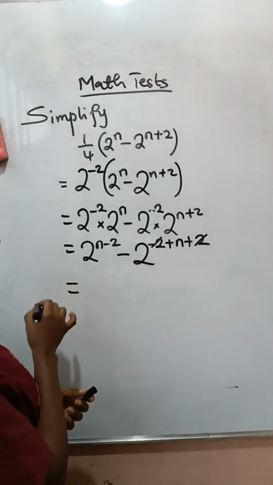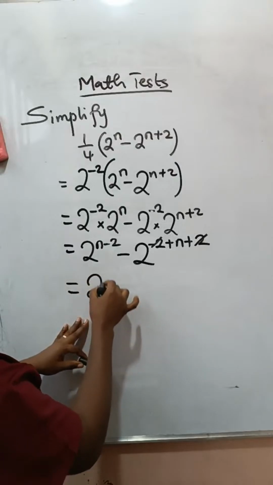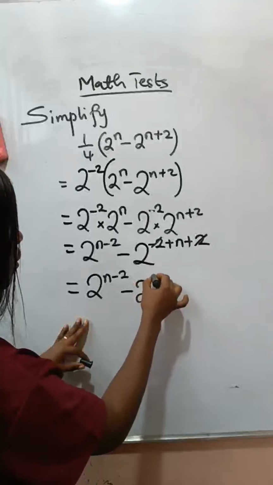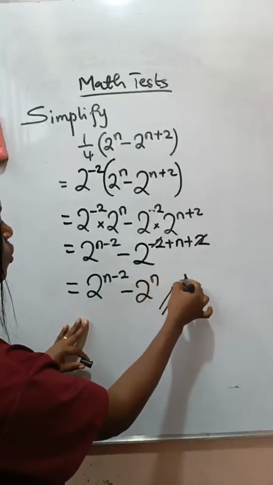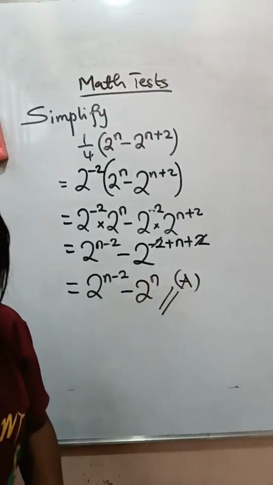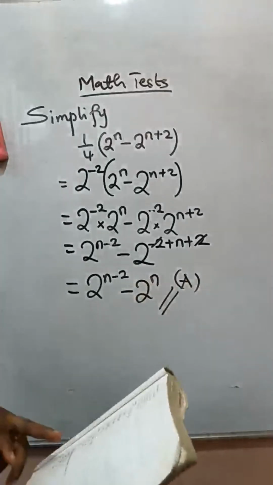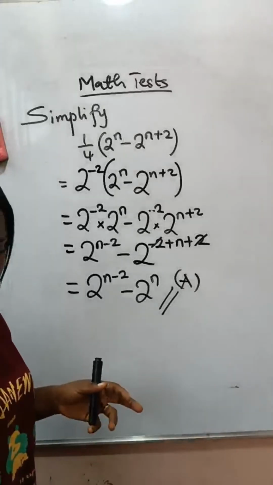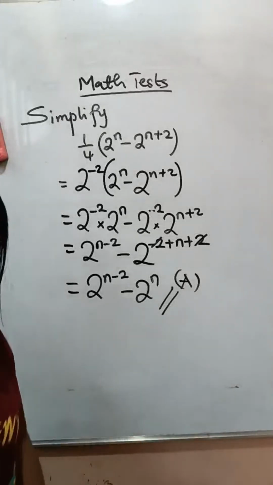So this is what we are going to have: 2 to the power of n minus 2, minus 2 to the power of n. And I think that is option A, right? So that is option A, 2 to the power of n minus 2 minus 2 to the power of n. That is option A. All right.